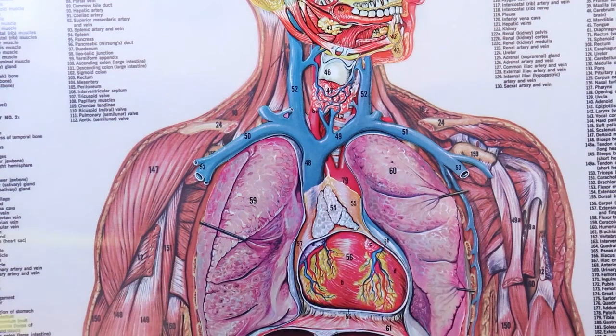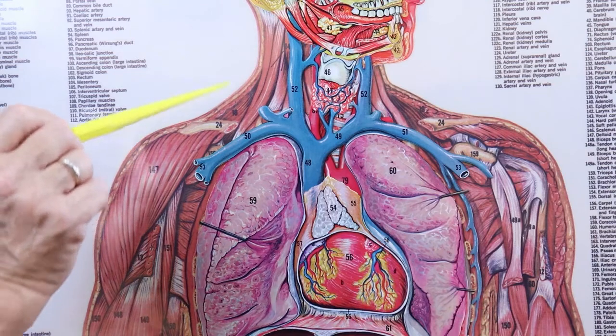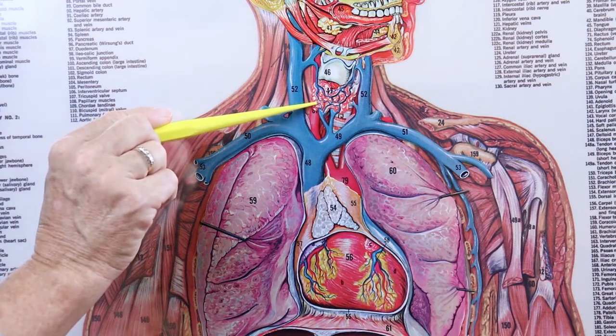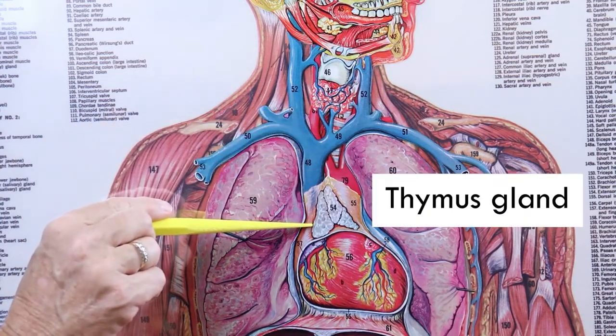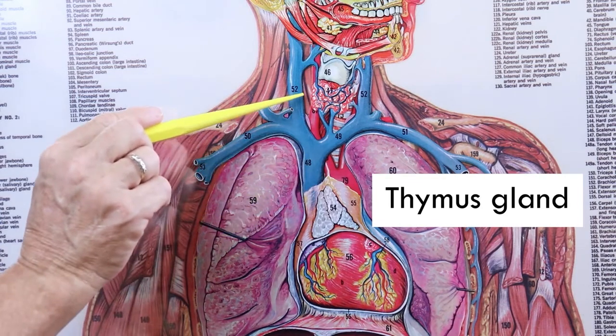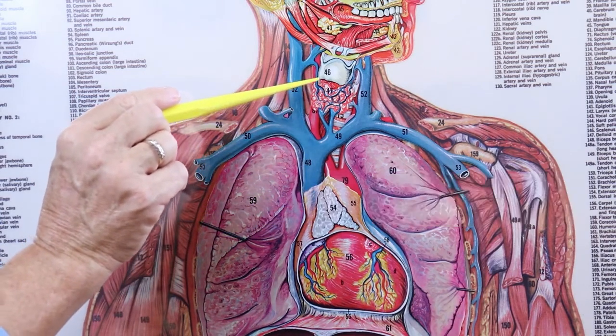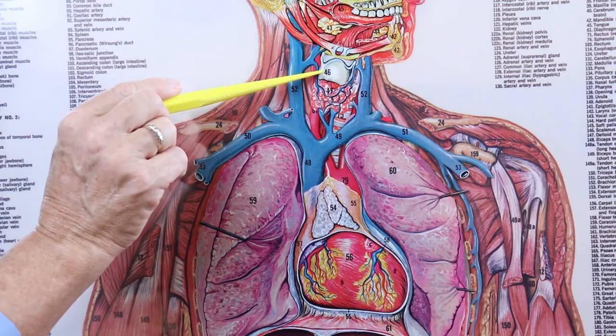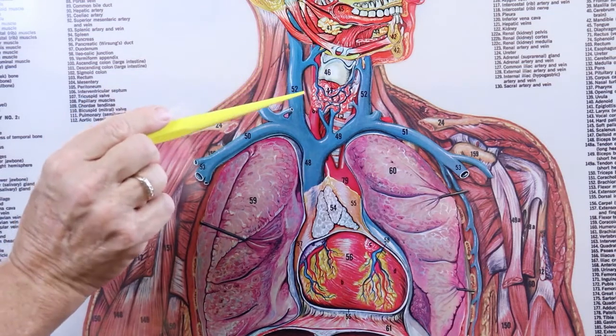We're going to look at some endocrine organs within the neck and the thorax. So this is the thyroid gland. This is the thymus gland. Don't get them confused, okay? The thyroid gland is just inferior to the thyroid cartilage, and it's shaped like an H.